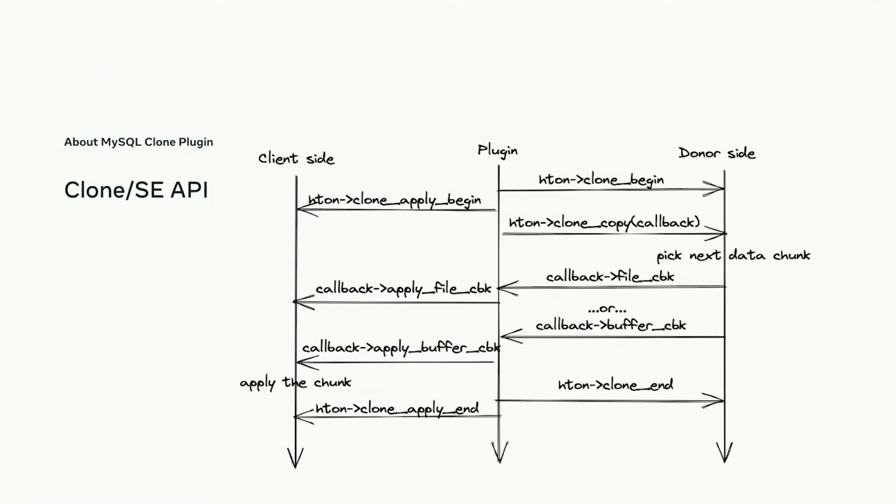Moving on to the copy and apply phase, which corresponds to the middle four arrows. In this phase, the files on disk and the buffers in memory will be transferred from the donor to the client by calling some callbacks in the clone plugin. And the last phase, which is the last two arrows, does some cleanup work and tells the client to restart itself after the copy has finished.